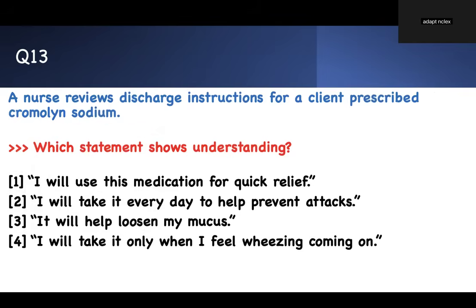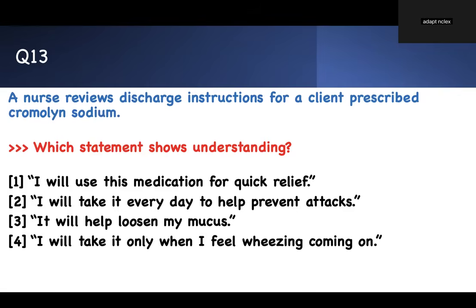And let's review discharge instruction for a client prescribed cromolyn sodium. Which statement shows understanding? This is a good medication you shouldn't forget. It's a mast cell stabilizer. It's like leukotriene modifiers, but they act differently. They are very preventive. They are used for long-term use. That's the thing. Long-term use is preventive measures, right? Not acute situations. So look at the answer choice that says something out of the ordinary.